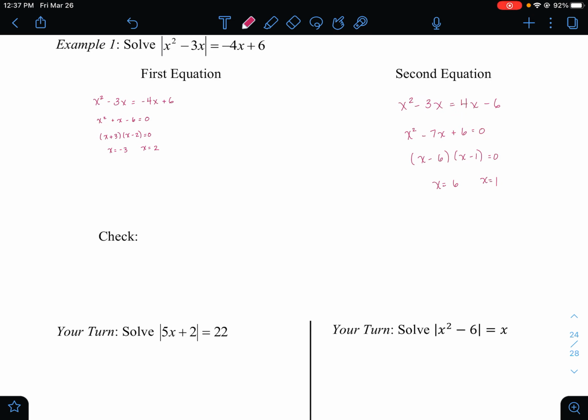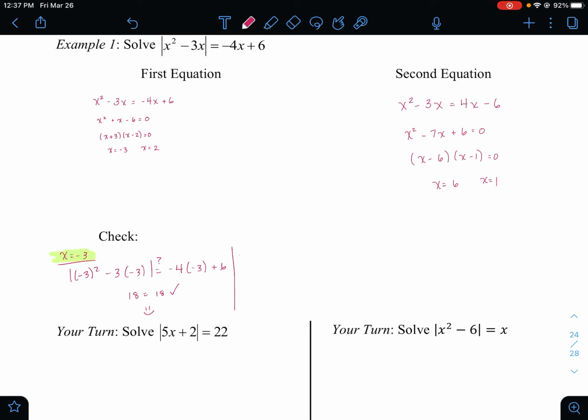All right, we have to substitute them back in to ensure that they do actually work in the original equation. So first I'm going to do this with x equals negative 3. And remember we always substitute them back into the original. So negative 3 squared minus 3 times negative 3 equals, with a question mark, negative 4 times negative 3 plus 6. Okay, so here we are going to get, on the left-hand side, 18 equals 18. That checks out, that works. So x equals negative 3 is an answer.